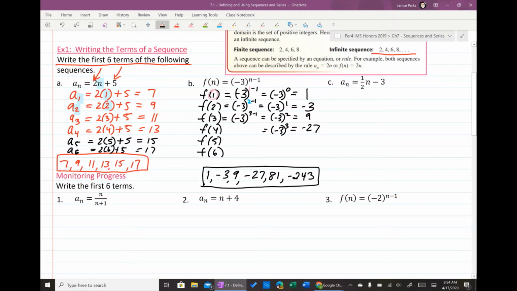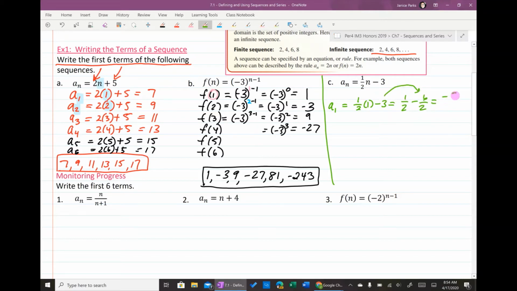For the next one, it's a fraction, so we have a little less space to work these out. Once you see the first 3 terms, we can probably determine the last 3 terms based on the pattern. So I'm just going to do the first 3, and then we'll do the fourth, fifth, and sixth terms by pattern. For the first term, we're going to do 1/2 times 1 minus 3, which is 1/2 minus 3. So the 3, I'm going to change into 6/2.